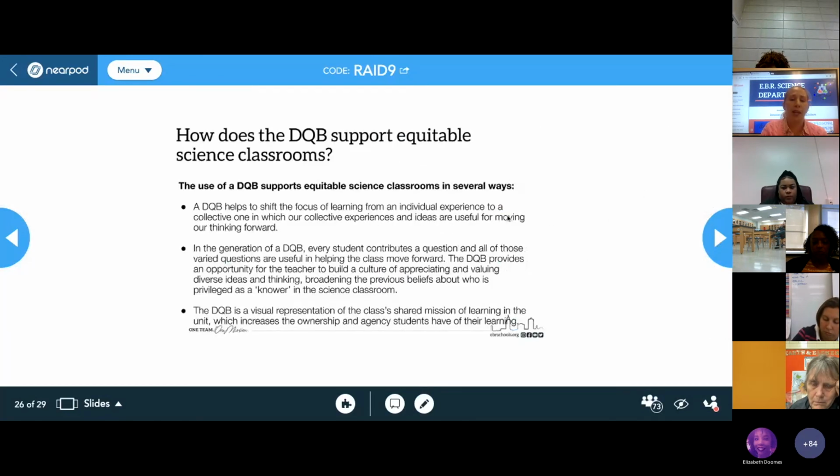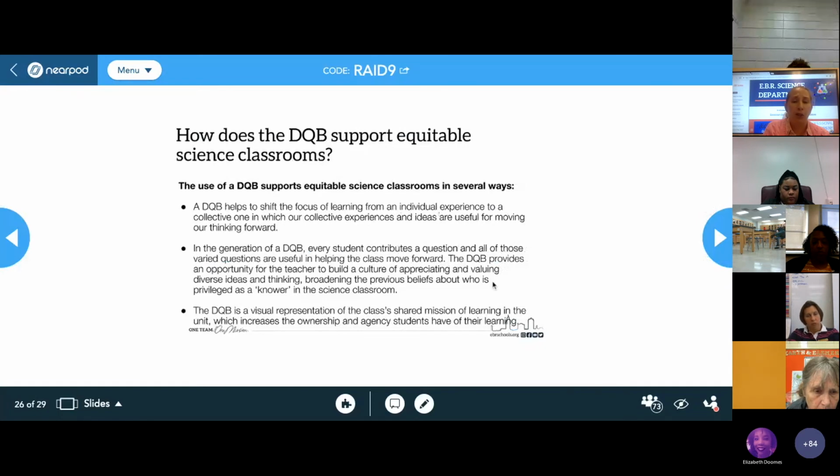And this is kind of what I said earlier. How does it support equitability? Because it shifts the focus from individual experiences. This is only what I know. I'm not sharing it with anybody. This is what I want to know, but I'm just writing this for myself. This is what I want to know, but nobody else is going to know what I want to know. So students are isolated and doing everything by themselves to a collective experience where they're sharing ideas.